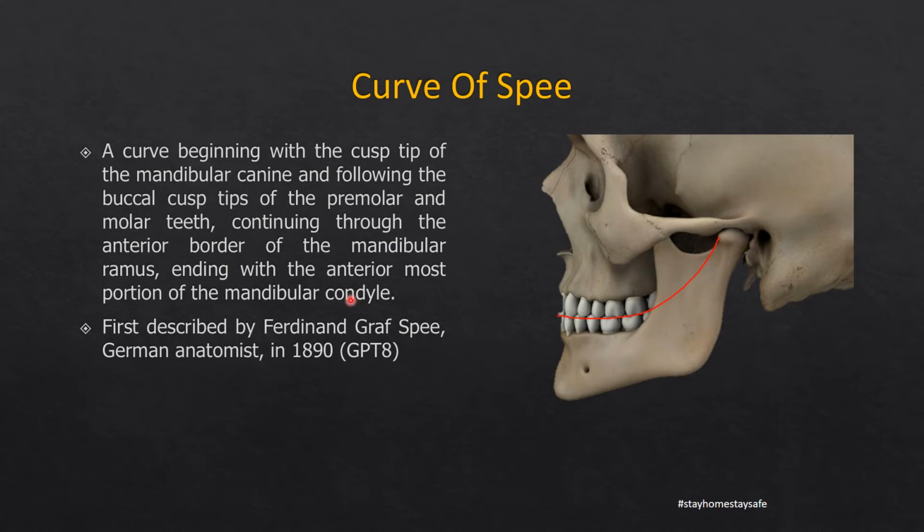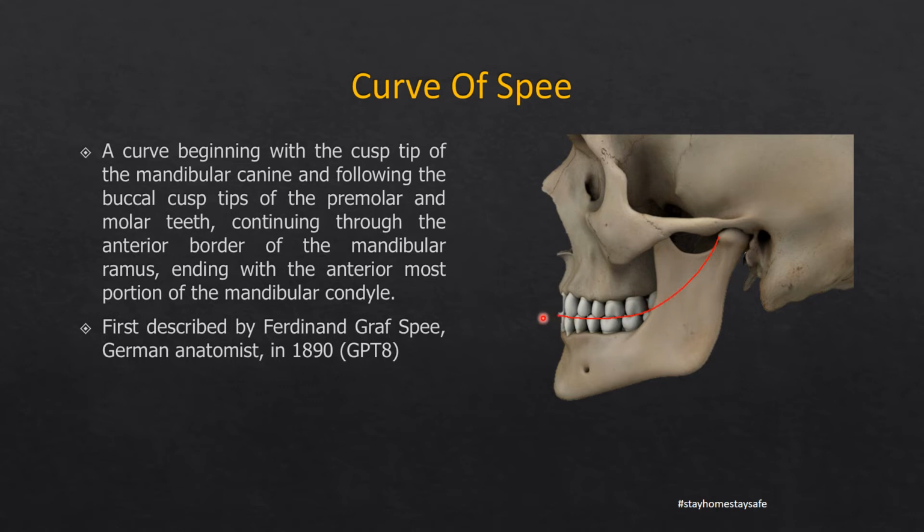So the curve of Spee is located in an AP direction, that is, anteroposterior direction, and it is a curve that begins with the cusp of the mandibular canine and follows the buccal cusps of the premolars and the molar teeth, continuing through the anterior border of the ramus of the mandible, ending with the anteriormost portion of the mandibular condyle.